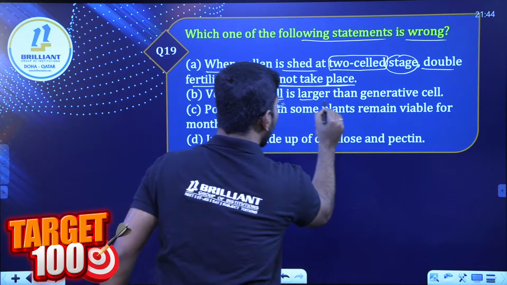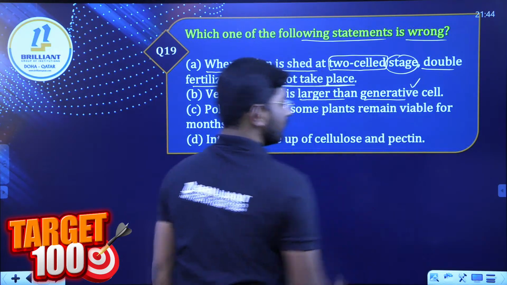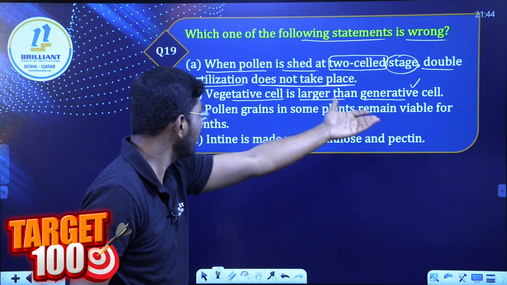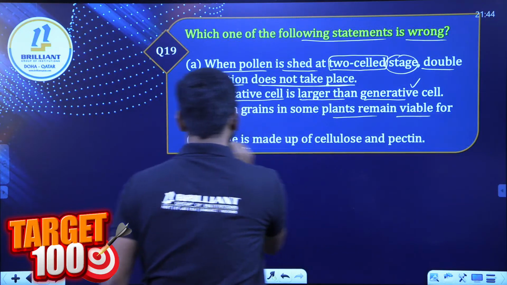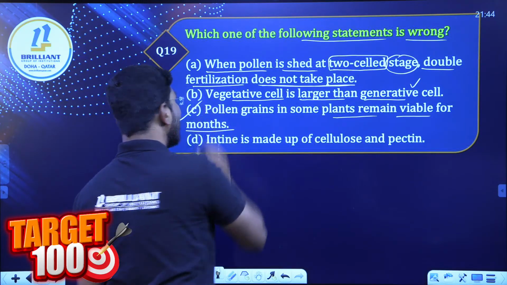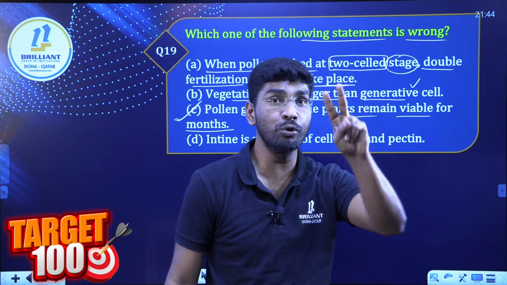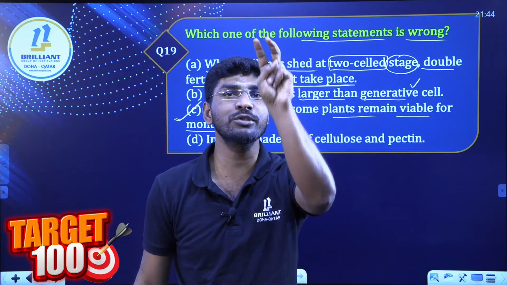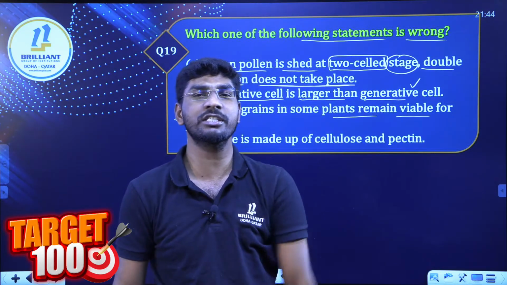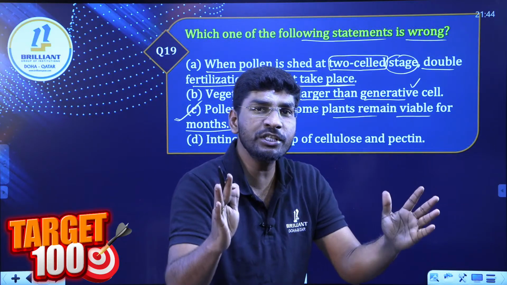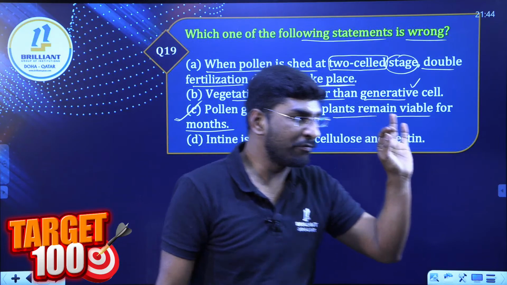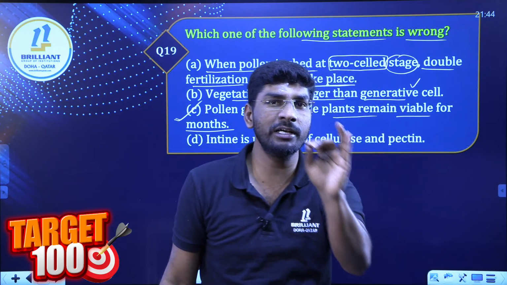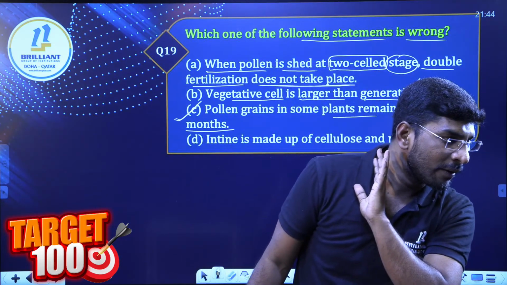The vegetative cell is larger than the generative cell. Absolutely, we discussed this one. Pollen grains in some plants remain viable for months. Absolutely correct. Can you give me the example of the family? This can also come as a 2-mark question. Right. Tell me which plant's pollen grain viability is 30 minutes. Which plant's pollen grain viability is 30 minutes? I need an answer.